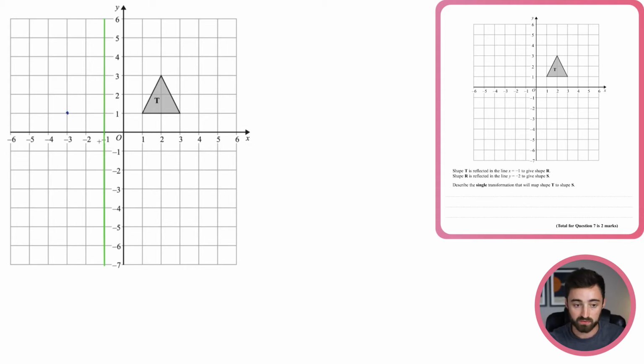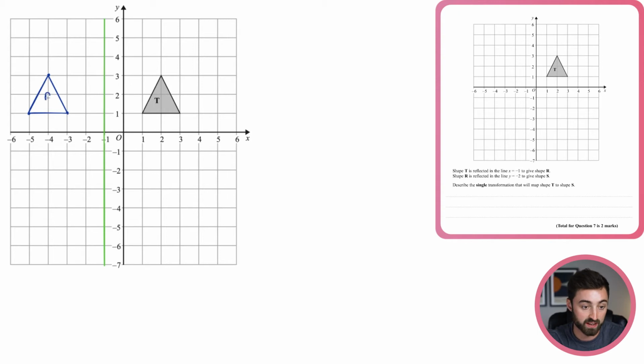Do the same with all of them. So this one, what do I need to do? I need to go 1, 2, 3, 4, do it again. So 1, 2, 3, 4 takes me there. You can probably guess where the other one's going to be, but just so you're sure, what do I need to do? I need to go 1, 2, 3 to the left, do it again. 1, 2, 3, and this gets me a triangle. So this is shape R, I believe they call it.